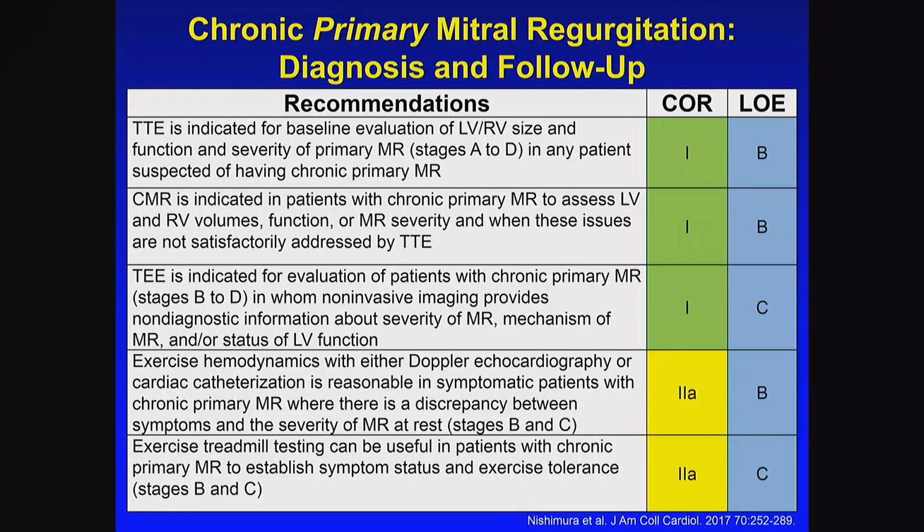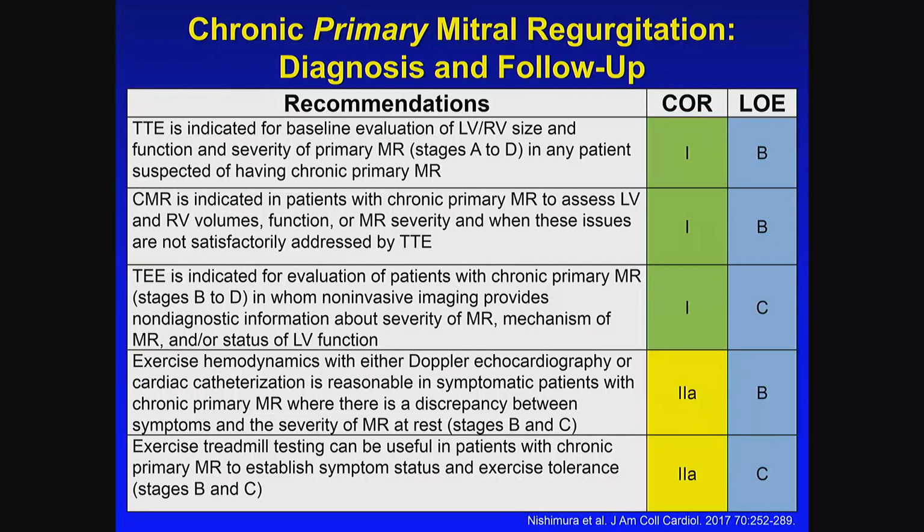If images are not good quality on an echo, it's reasonable to consider a cardiac magnetic resonance study to look at the heart size and MR severity. By the same token, for operative planning, transesophageal echocardiogram is often recommended to delineate the mitral valve anatomy and in turn the surgical approach.